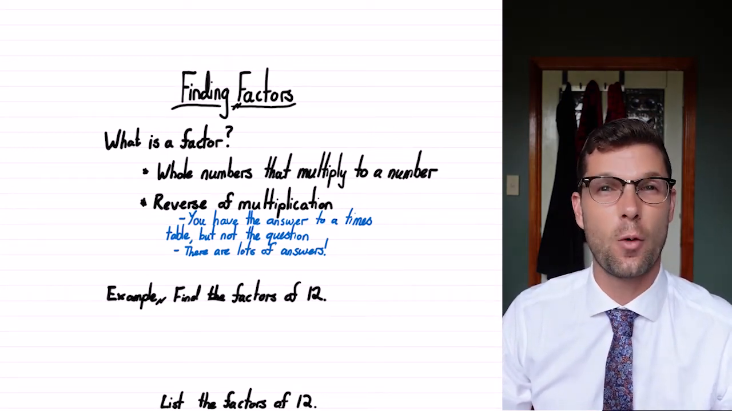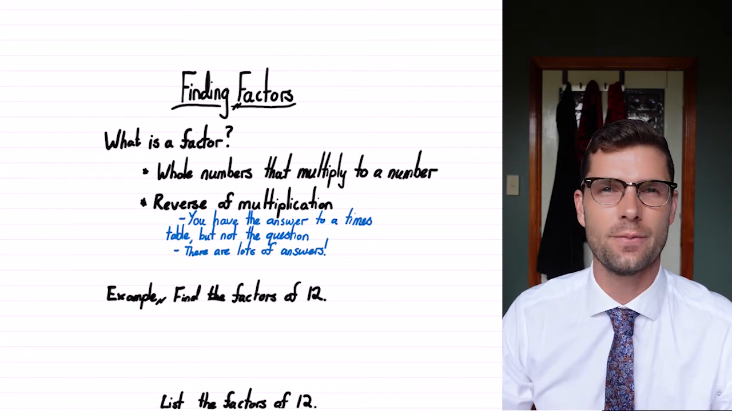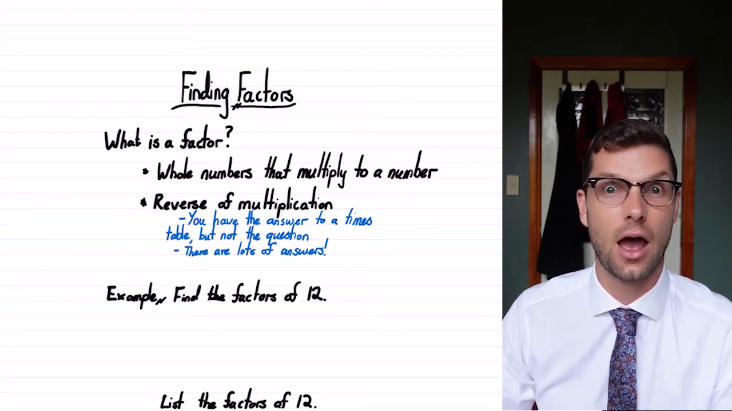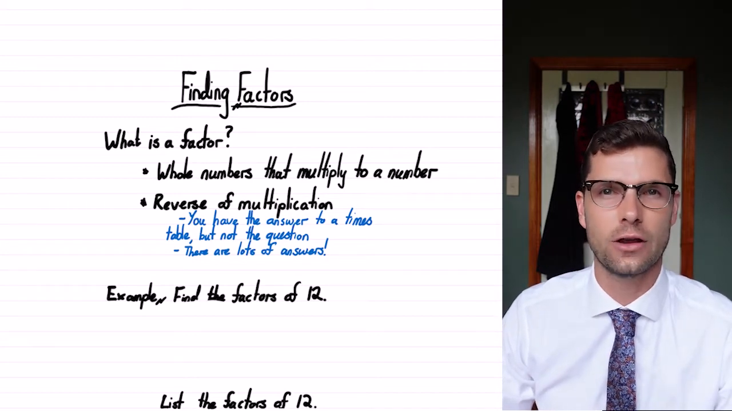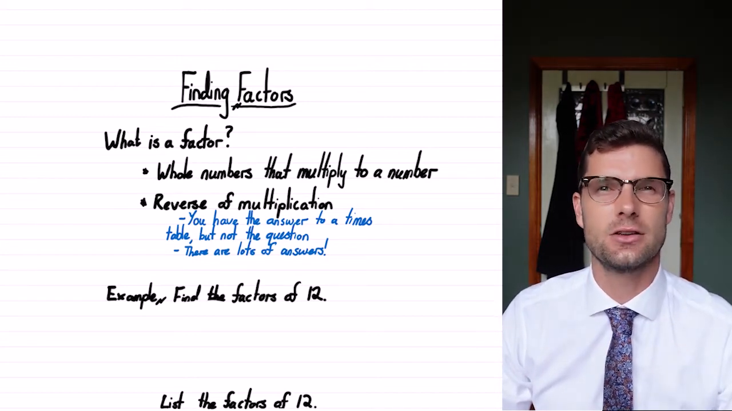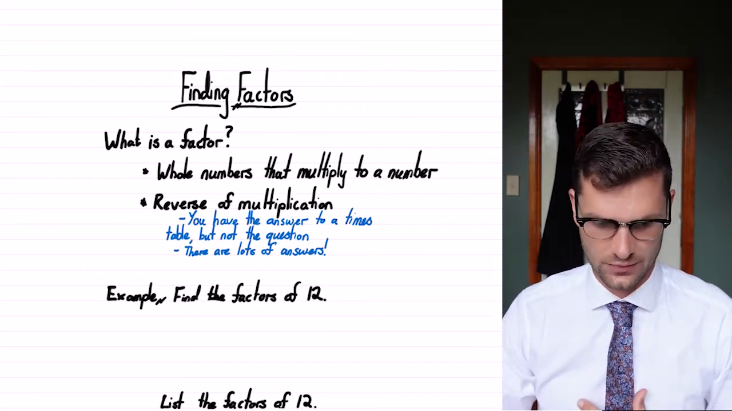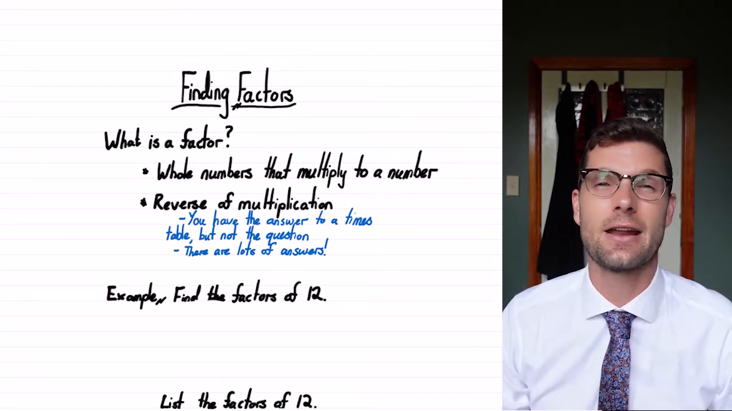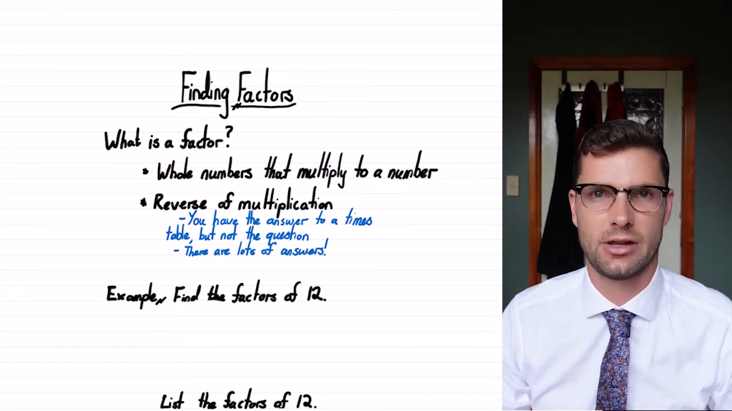Today we're going to be talking about what is a factor and how do we find them. So factors are two whole numbers that multiply to give us an answer or a number that we're looking for. So it's kind of like we've got the solution to a times tables problem, but we don't have the question yet. Okay, so you can think about it as the reverse of multiplication.